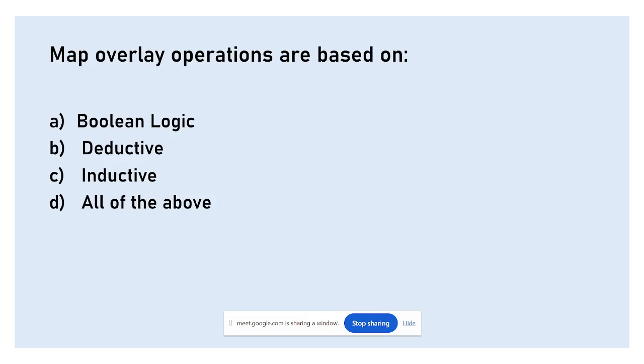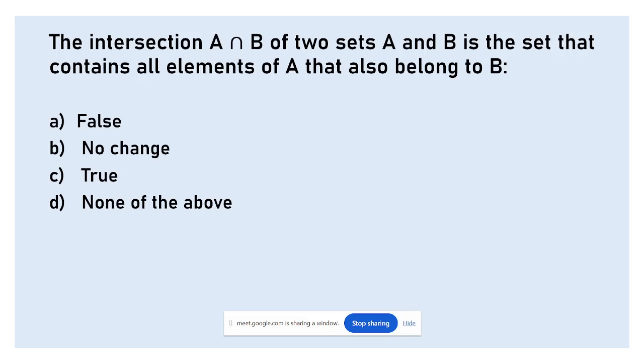Okay, so the answer is Boolean logic. If you remember, we were discussing the AND operation, OR operation, then what else? XOR, something like that, right? So Boolean logic is used in order to do the map overlay operations.